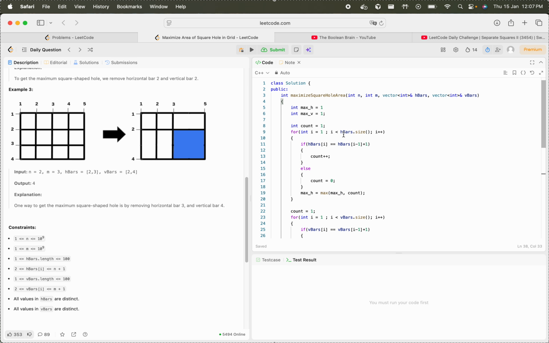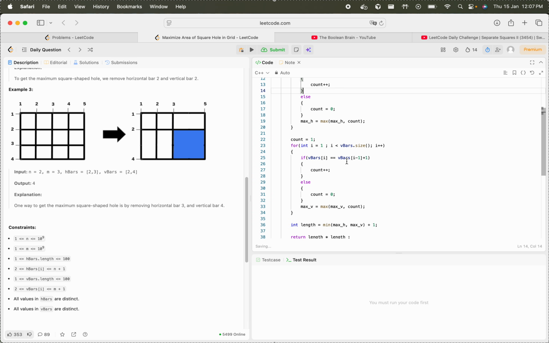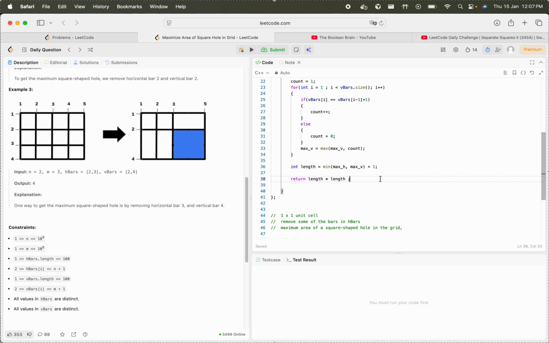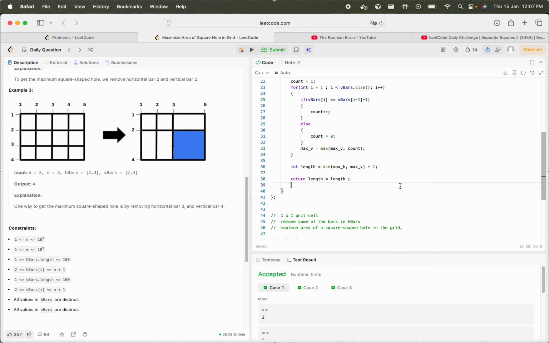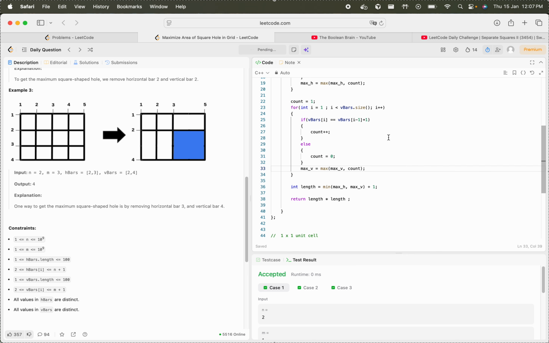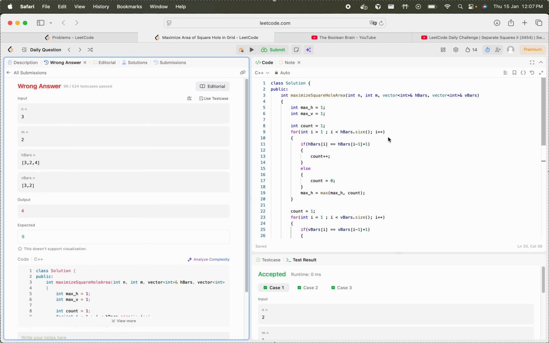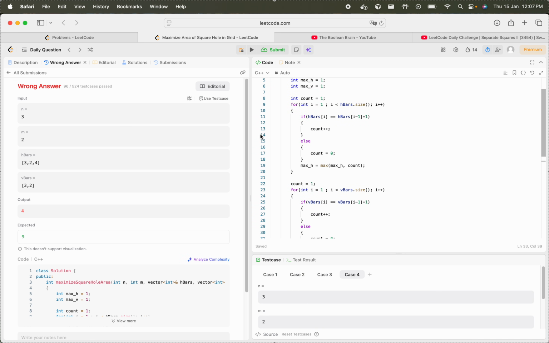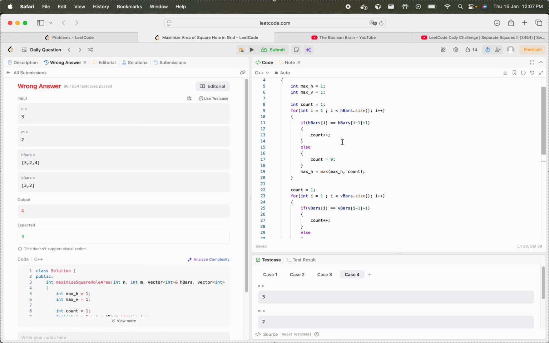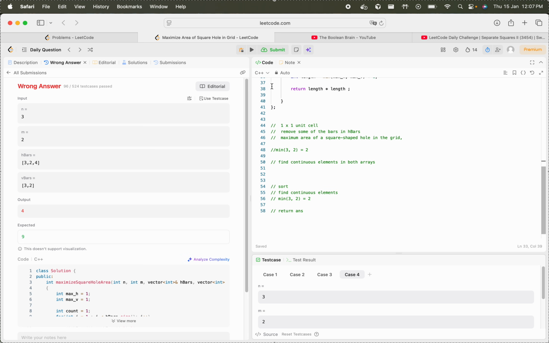Okay. Let's try to run this. I missed this semicolon here. Is there any other mistake? Don't think so. Let's run and check. Yeah, sample test cases are passing. Let us try to submit this now. Okay, my one test case is passing. Let's run for this test case.